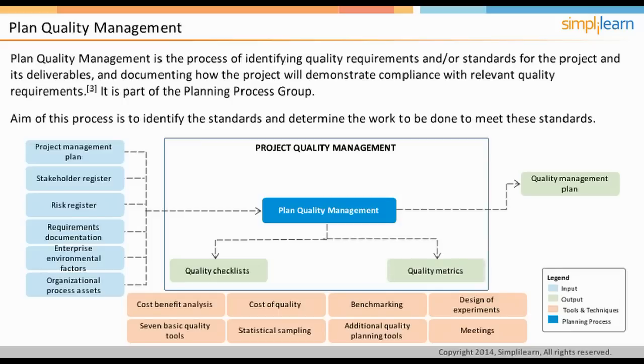Metrics are project-specific data that need to be measured to check the status of the project. The simplest project metrics can be cost and schedule. Metrics are also decided during quality planning and used in quality control.